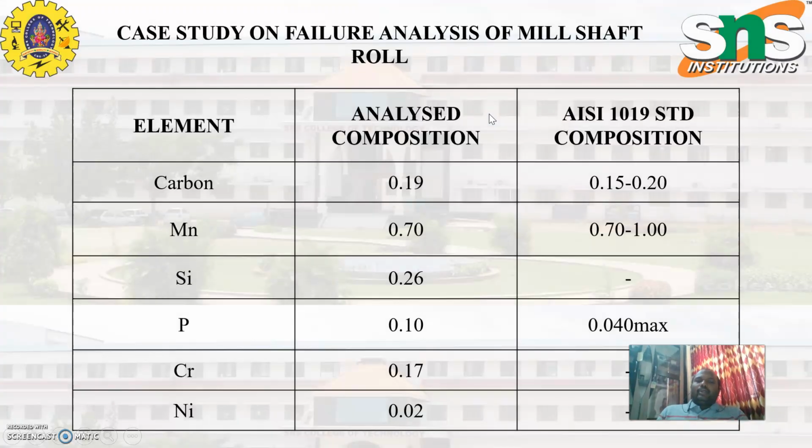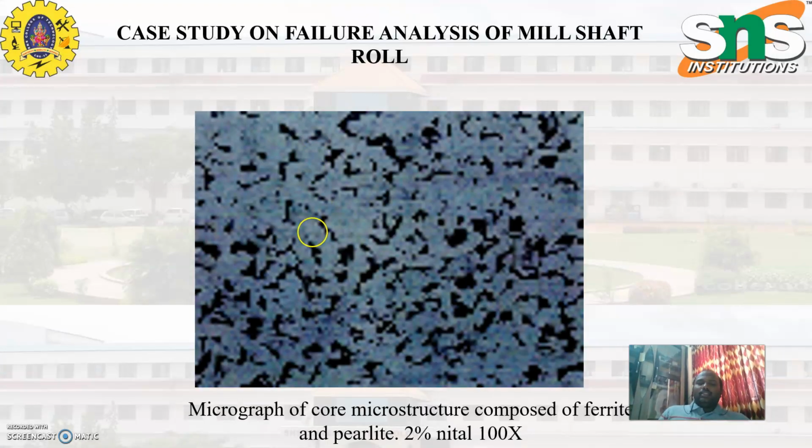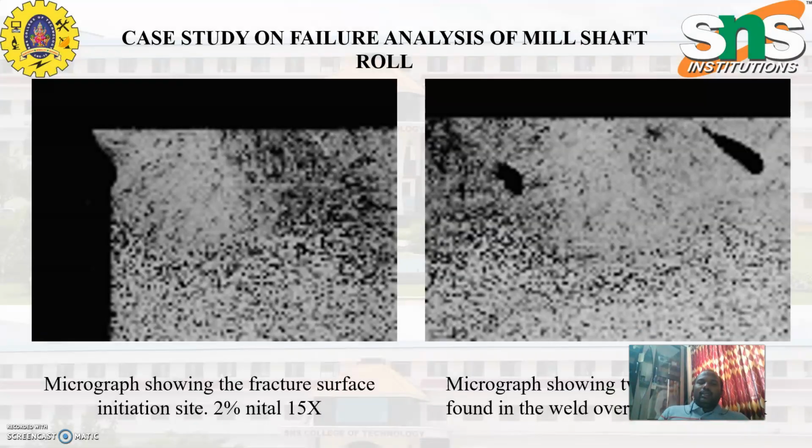As we analyze the shaft which failed, you can see it more or less matches the AISI 1019 standard composition. This is the micrograph of the core microstructure, which is composed of ferrite and pearlite, etched with 2% nital. The first photograph shows the fracture surface, and the second photograph shows the inclusions present at the overlay, and the fractures at the surface where the crack initiation has happened.